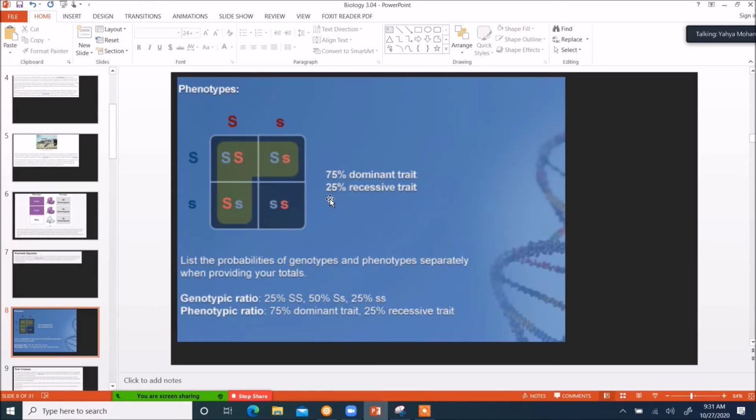We're about to do some practice problems with this. These letters at the top, in the red, don't mean that the mother always has a capital S and a lowercase s. This is just one possibility for this parent. Maybe this parent has both capital S's, in which case our square would be different, giving only capital S's. Or what if both were lowercase s's? Then it would always give only lowercase s's.